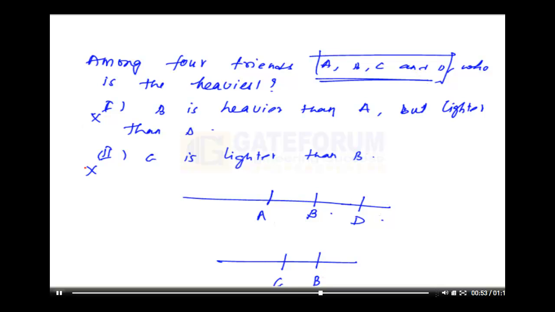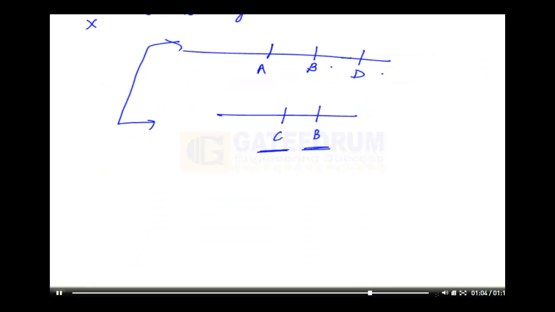Now let us combine both the statements. A is lighter than B and B is lighter than D. And what about C? C is lighter than B. So if C is lighter than B, he will be somewhere here. So obviously the heaviest is D. So we can answer this question by combining both the statements. So option C.